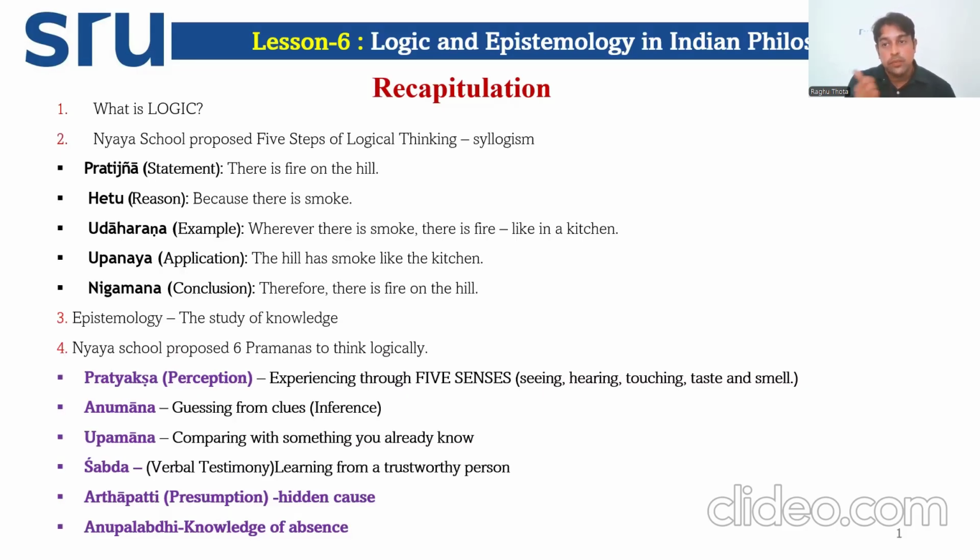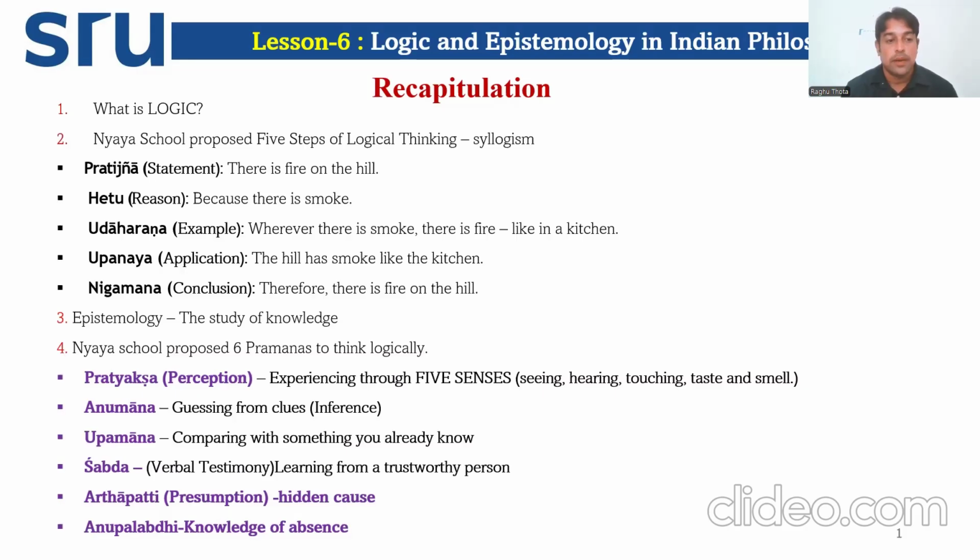Comparing the same situation with something which you already know. That is called upamana. For example, like a fire in the kitchen. In the kitchen, there is a fire, and because of that, there was smoke. Similarly, there is a fire on the hill because there is smoke. In such a way, you are comparing both situations and coming to the right conclusion.